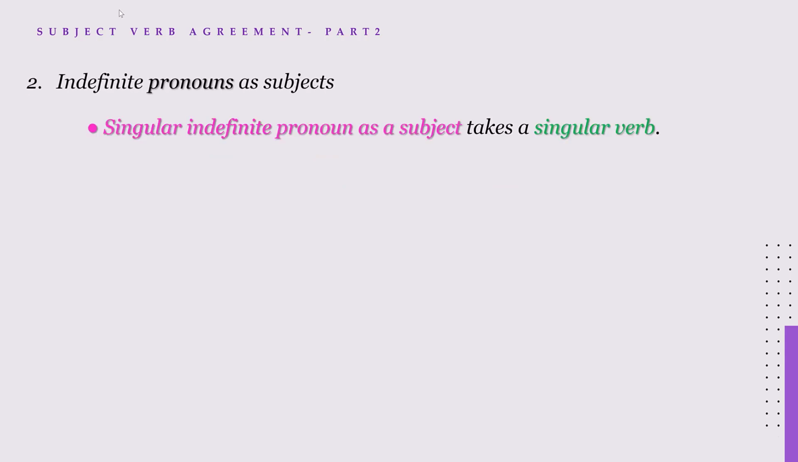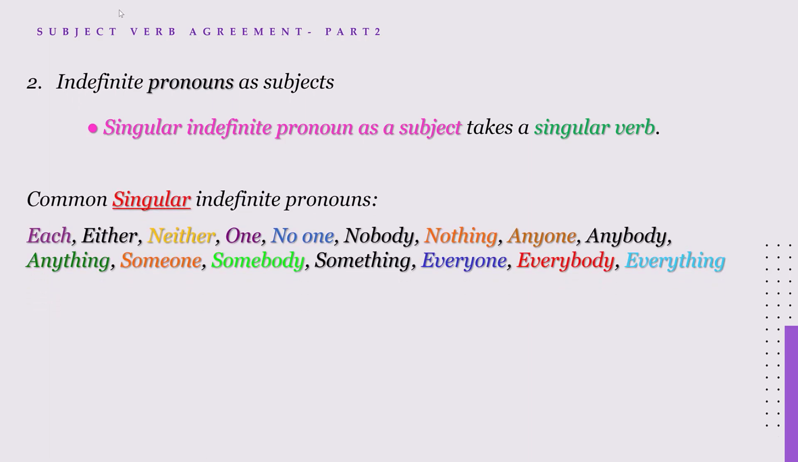A singular indefinite pronoun as a subject takes a singular verb. These are a bunch of common singular indefinite pronouns. You may probably know and use them. Let's move on to the examples to clarify how they stay in a sentence. Everybody knows the rules. In this sentence, the subject agrees with the verb. Both are singular.